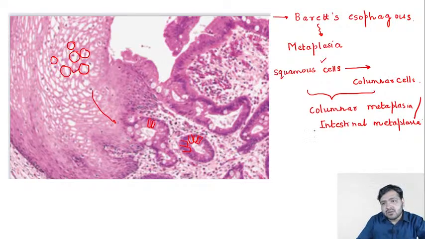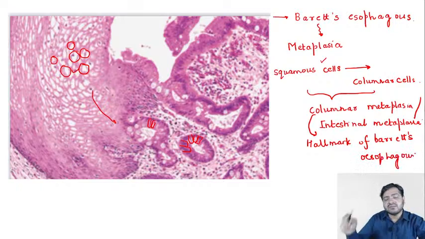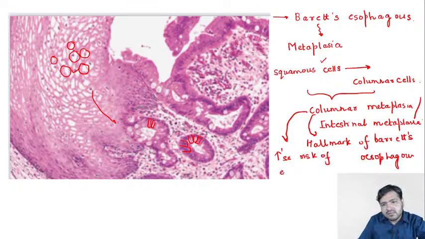So remember that columnar or intestinal metaplasia is basically the hallmark of Barrett's esophagus, guys. And just remember one fact, that this metaplasia is in turn increasing the risk of esophageal carcinoma, guys.